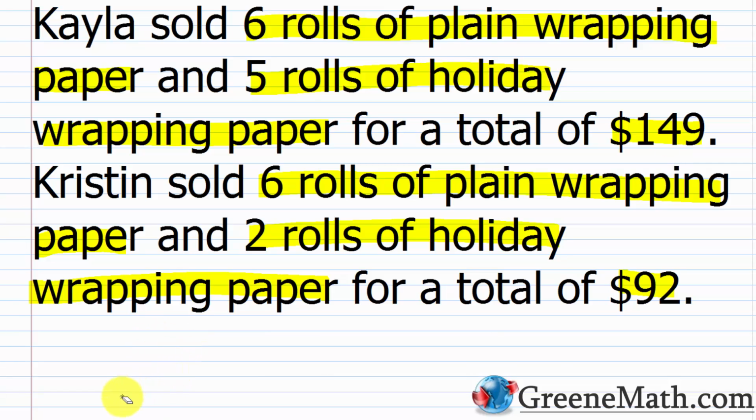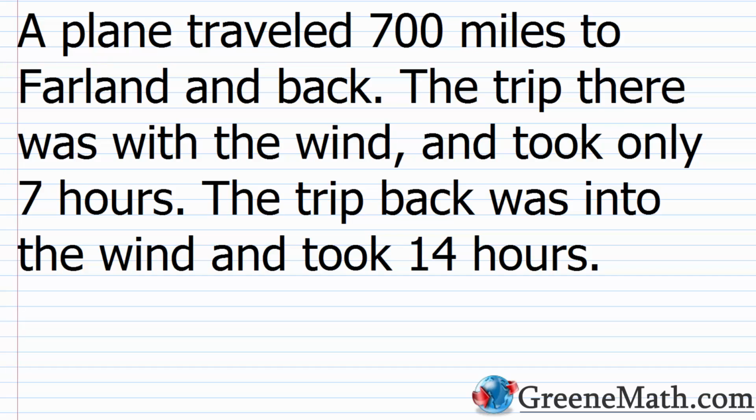Then again, the second part, Kristen sold 6 rolls of plain wrapping paper. 6 times, again, 9 is 54. So that's $54. 2 rolls of holiday wrapping paper, 2 times 19, right? $19 a piece for the holiday wrapping paper. That's $38. Sum these two amounts together, and you would, in fact, get $92. So our answer here is correct. Each roll of plain wrapping paper sells for $9, and each roll of holiday wrapping paper is going to sell for $19. All right, let's take a look at another one.